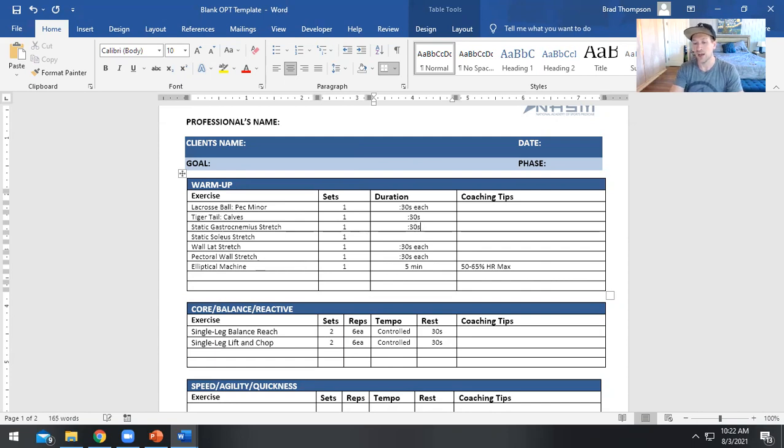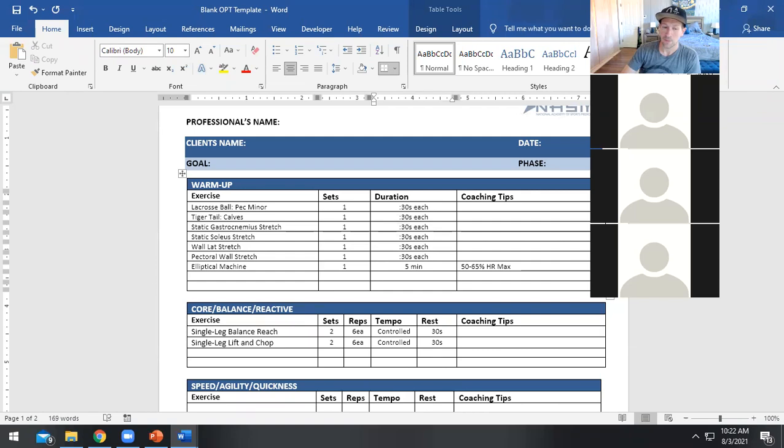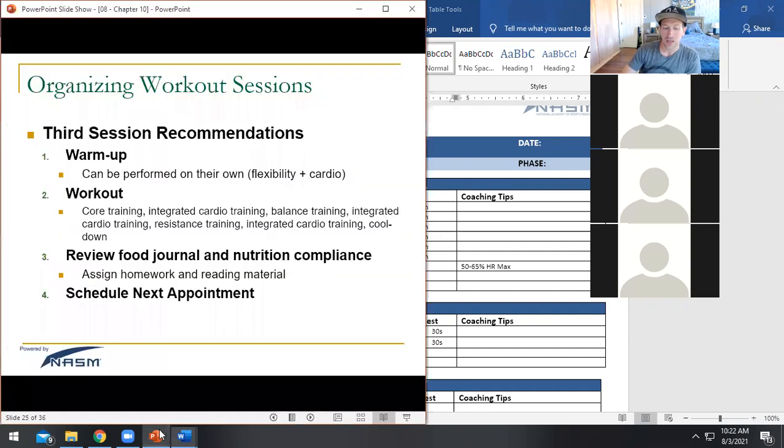Again, I would have all of this built before our client showed up, right? But now it's like, boom, they get 2 self-myofascial release techniques, 4 stretches, and then they get on the elliptical for 5 minutes or so. They're going to be really warmed up, right? And they already know how to do all these movements because you taught that to them earlier. And so your client can either do that on their own if you send this to them ahead of time.